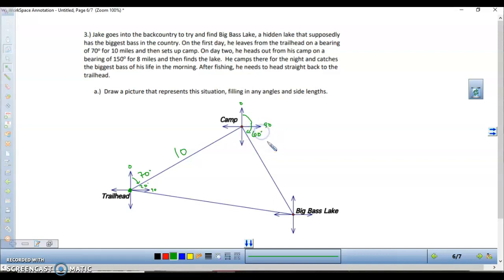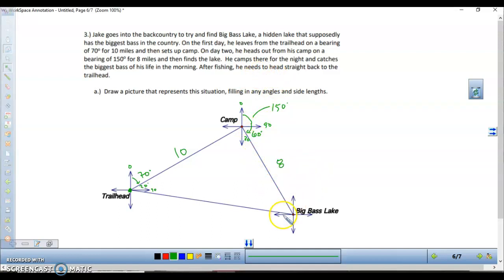60 degrees past 90. Or how many degrees shy of 180 would that be? Well, that'd be 30 degrees shy of 180. All right, so using that bearing, starting at 0, a bearing of 150 degrees goes 60 degrees past 90, or 30 degrees before due south, which is 180. So I know that this angle is 60, and this little guy in here is 30. So he goes on that bearing of 150 degrees for 8 miles.